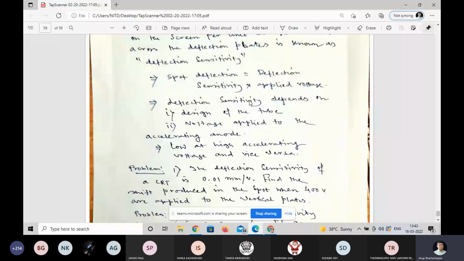I should not say, but suppose one MCQ is coming: deflection sensitivity is low. One thing is written, second, third, and fourth, that is D. You have to tick high accelerating voltage. Or suppose low accelerating voltage is given; it should be high accelerating voltage.